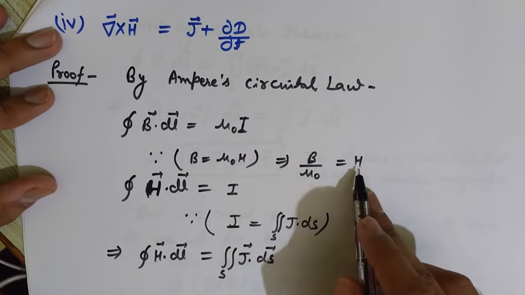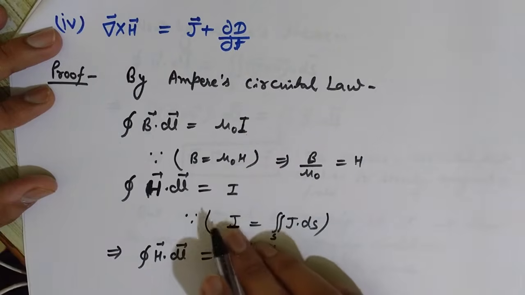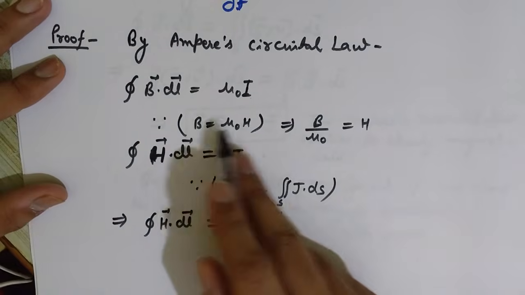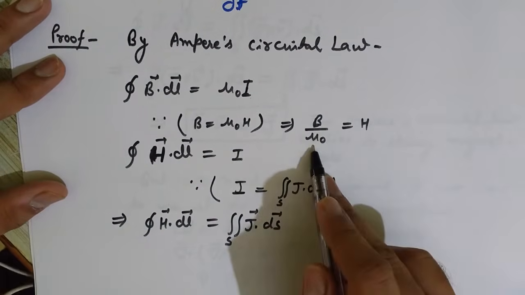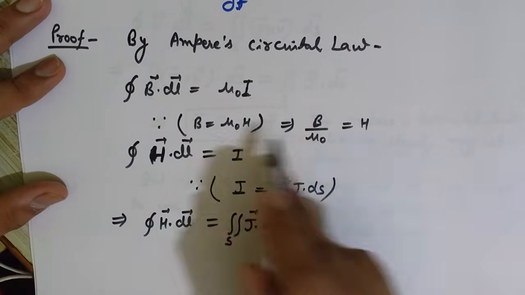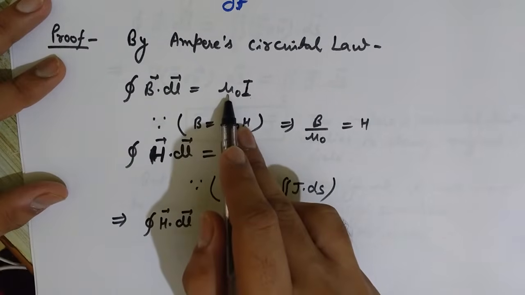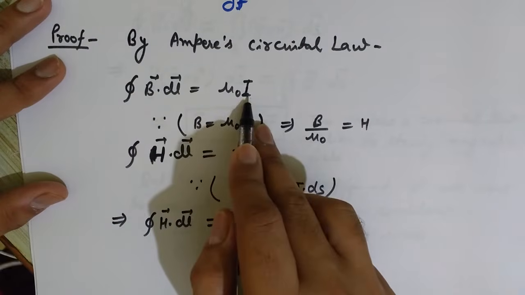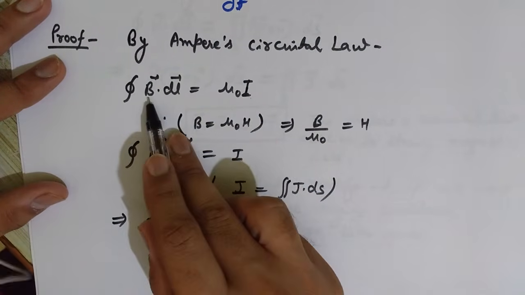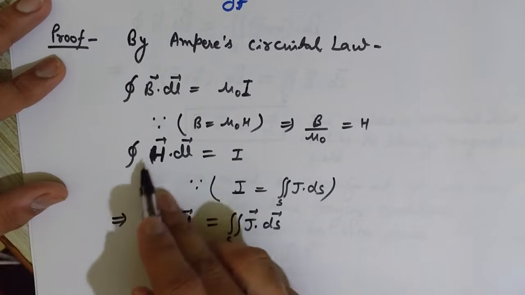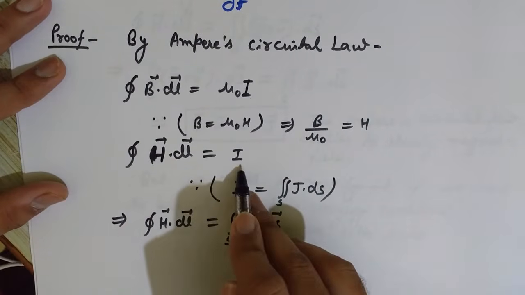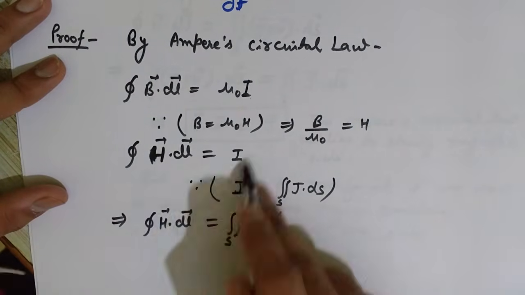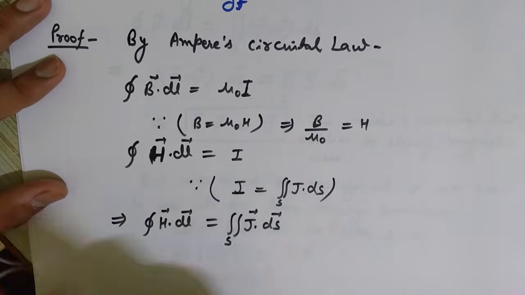So from this we can write H is equal to B by mu naught. Now B is equal to mu naught into H, so B by mu naught equals H. If I transfer this mu naught to this side, B by mu naught is equal to I. So B by mu naught is H, and I can write integral H dot dl equals I from this relationship. This is again Ampere's circuital law in the form of H.